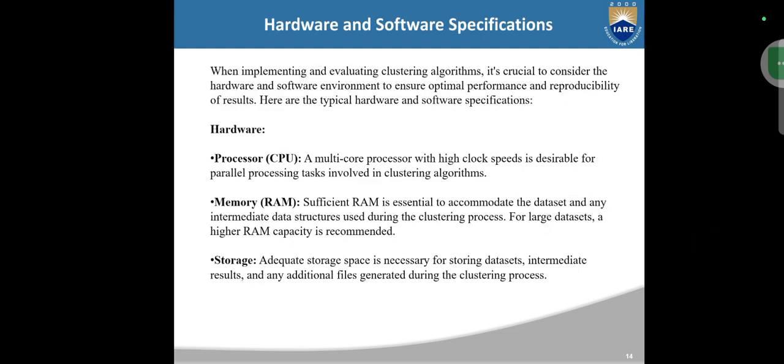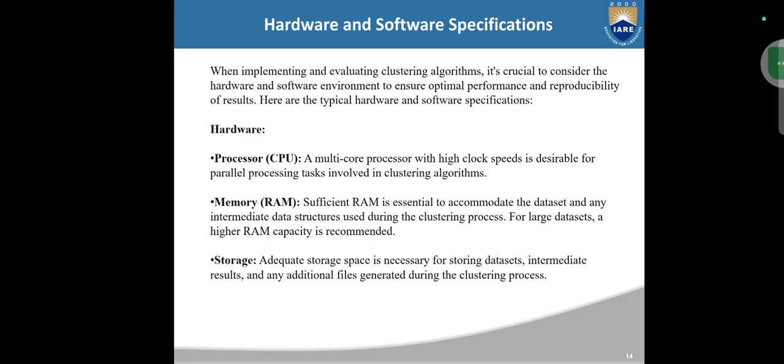Hardware and software specifications. When implementing and evaluating clustering algorithms, it is crucial to consider the hardware and software environment to ensure optimal performance and reproducibility of results. Here are typical hardware and software specifications. Hardware processor: a multi-core processor with high clock speeds is desirable for parallel processing tasks involved in clustering algorithms. Memory RAM: sufficient RAM is essential to accommodate the dataset and any intermediate data structures used during the clustering process. For large datasets, a higher RAM capacity is recommended.